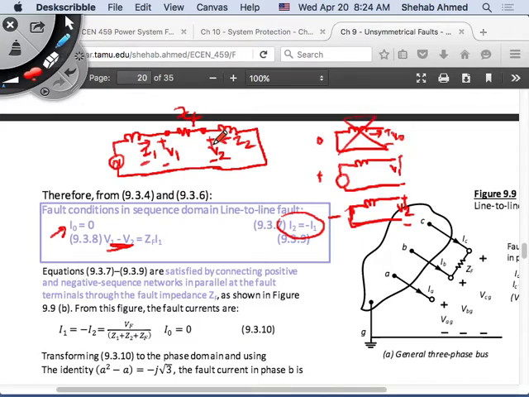Okay, so the zero sequence circuit is out in space. There, we don't care about the zero sequence circuit. So any questions about this?